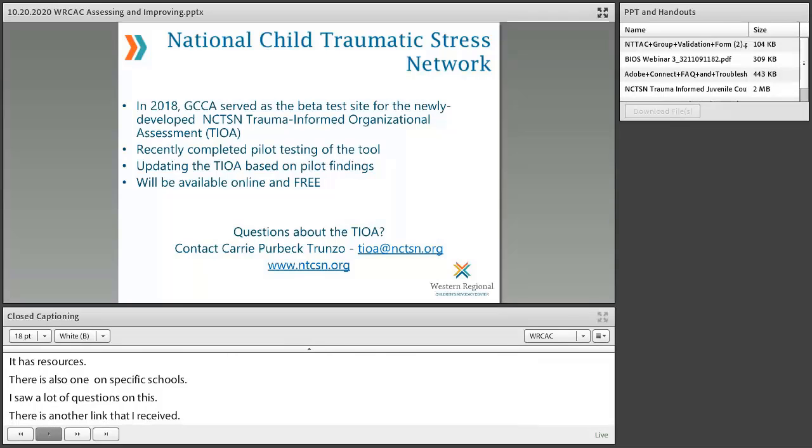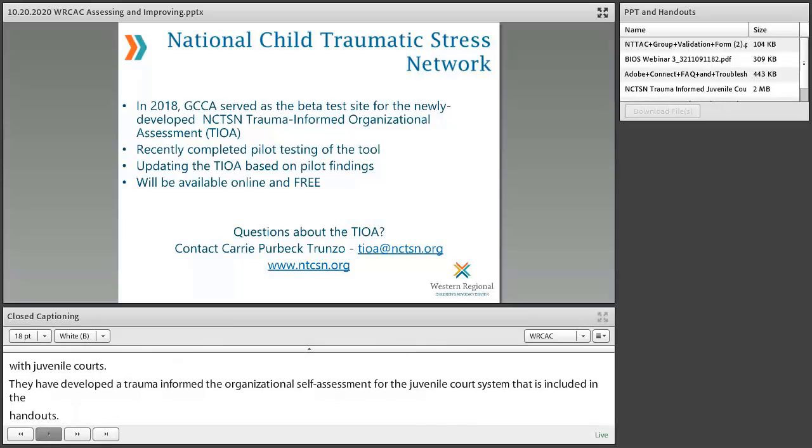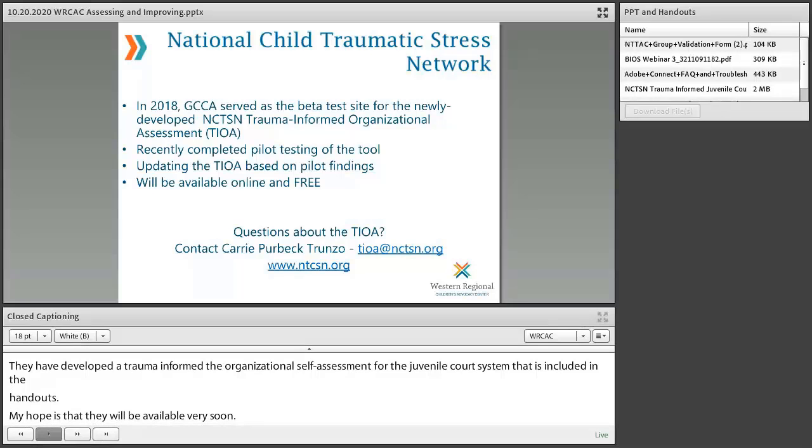I'll also add that there's something in the handouts that is very specific to working with juvenile courts. The NCTSN has developed a trauma-informed organizational self-assessment for the juvenile court system. That's included in the handouts here and is available for download. My hope is that the TIOA will be available really soon. Again, if you have questions, specifically reach out to Carrie, but I'm really hopeful that the TIOA will be available very, very soon.